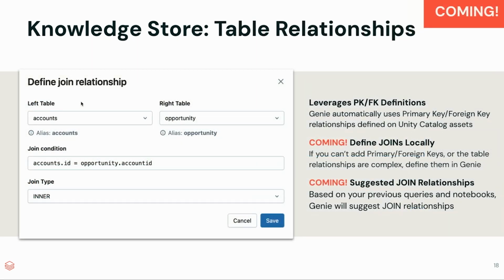Another key challenge was that if you don't have table permissions, you can't add PK/FK relationships in Unity Catalog to teach Genie the join relationships. And to help with this, we're starting to release a feature for you to explicitly define join relationships directly inside of Genie. In the long term, we also want to suggest these join relationships directly from the context of your previous queries, dashboards, and notebooks.